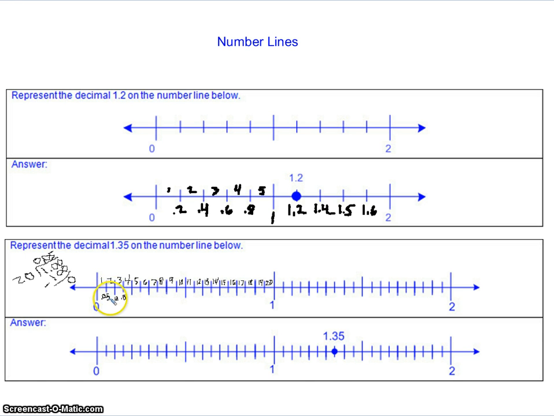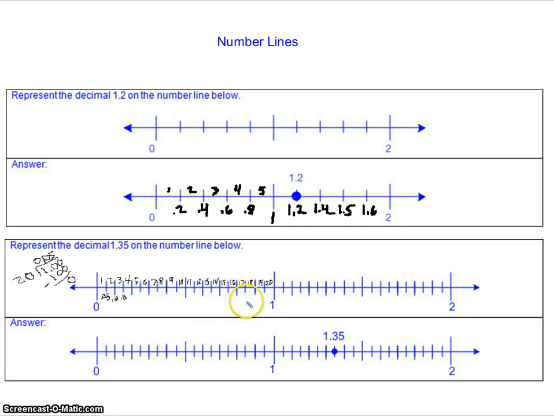So if you notice, that would make the second marking. If you add 0.05 to 0.05, you get 0.10. Then if you add 0.05 to 0.10, you get 0.15. So you can see there's a pattern here. Each time it's counting up by an additional 5 hundredths. So you go 0.20, 0.25, 0.30, 0.35, so on and so on.